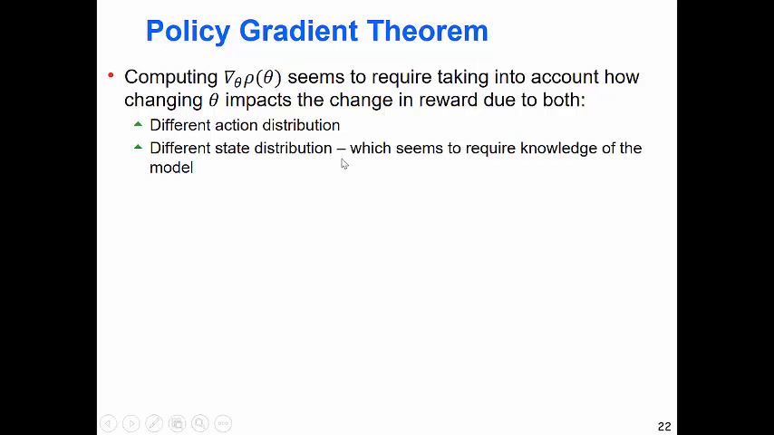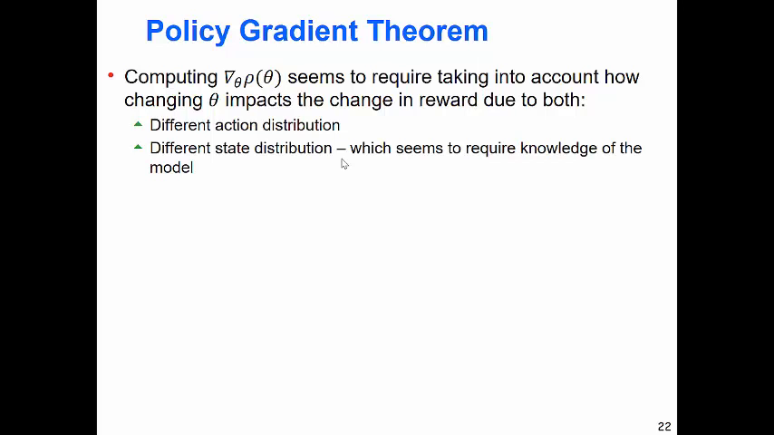One is, when you change the parameters, it changes the distribution of actions, because that's what the parameters are adjusting: the probability of taking each action. That's obviously something that's going to affect the value of the policy, because in one state you might get a big reward for one action versus another, and adjusting towards the big action will give you a bigger value.